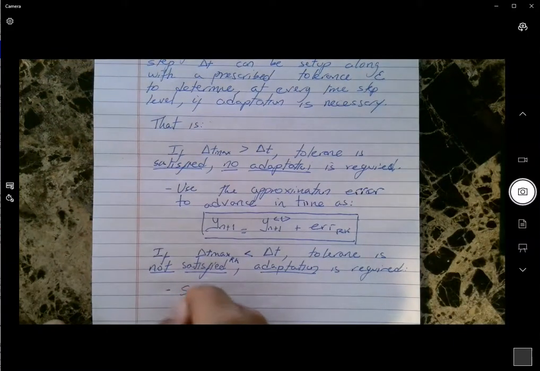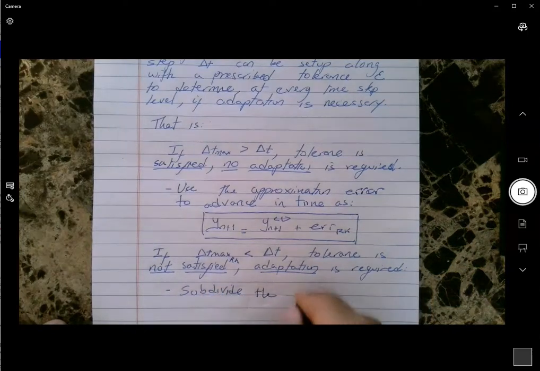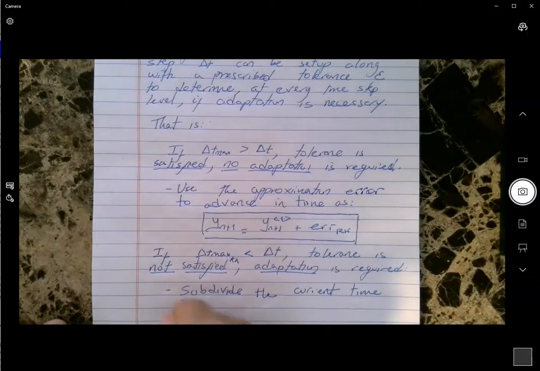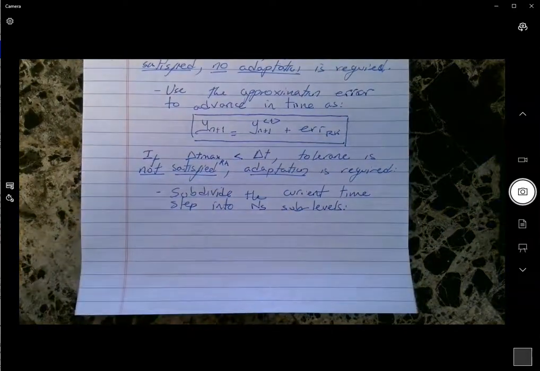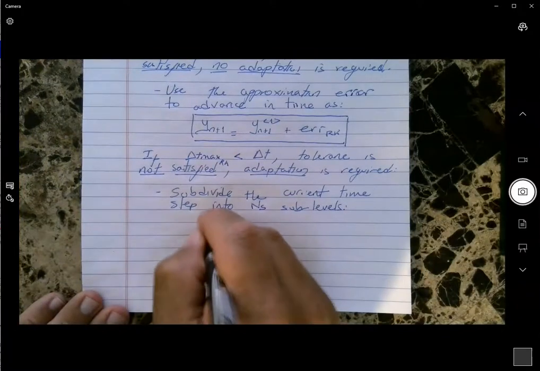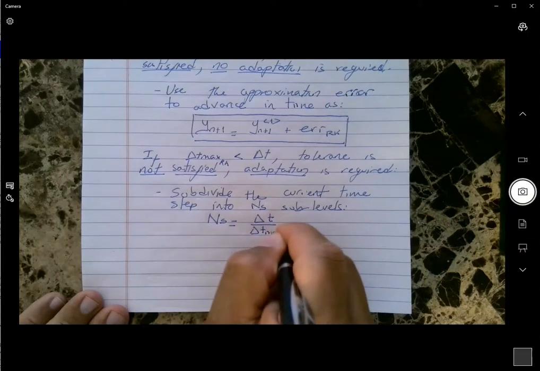is we subdivide the current time step into NS sublevels. So we need to break up the time step into multiple sublevels. So that is, NS is equal to delta T divided by delta T max plus 1.